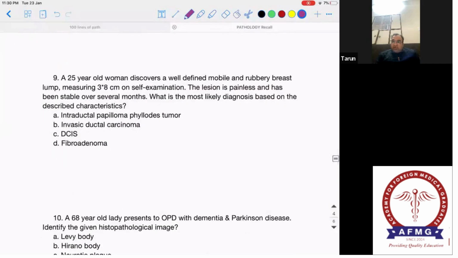Next question, again a very simple one. I think all of you must have seen these kinds of clinical cases in your clinical rotations in your MBBS. A 25-year-old woman discovers a well-defined, mobile, rubbery breast lump. First of all, the mobility means the lump is quite easily mobile in the breast parenchyma, and the consistency is rubbery. It's not hard, it's not fixed. If any tumor is hard or fixed, it is more of a malignant nature. Tumors which are very easily mobile, rubbery, soft in nature are benign in nature.